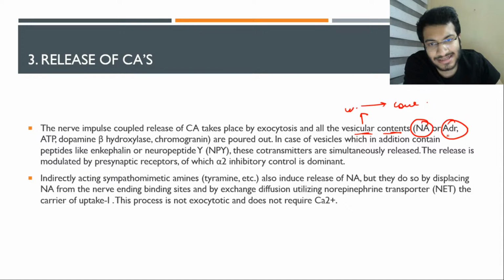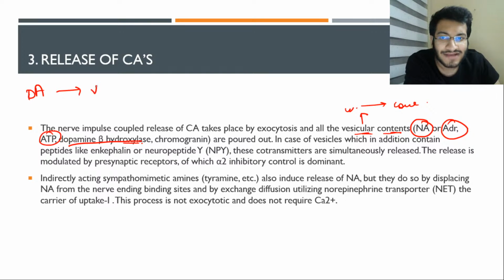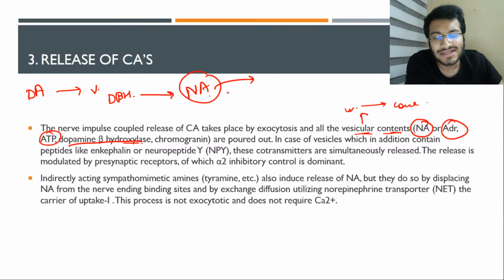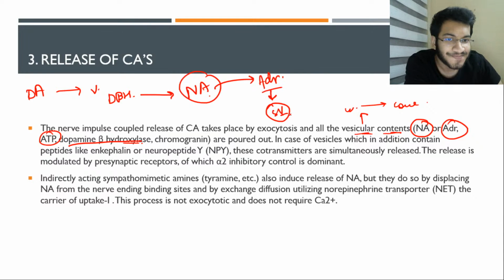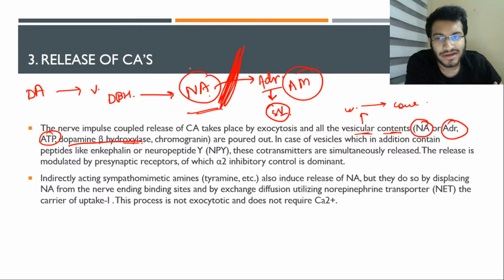First is noradrenaline, second is adrenaline, ATP, dopamine beta hydroxylase. As we discussed, dopamine enters into the vesicle with dopamine beta hydroxylase and it gets converted to noradrenaline, and this noradrenaline attaches to chromaffin granules, enters the cytoplasm, comes out into the adrenal medulla cytoplasm, converts to adrenaline and again goes toward the synaptic vesicle. So this thing only happens in the adrenal medulla, and till here it happens in our whole body. So the exception is in the adrenal medulla, right?